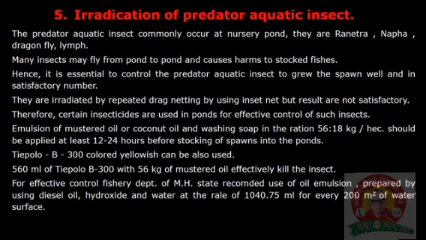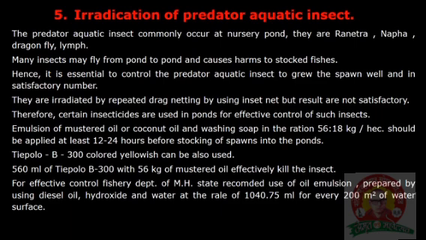The predator aquatic insects commonly occur in the nursery pond. Ranatra, nymphs and dragonfly are examples of aquatic insects. Many insects may fly from one pond to another with the help of wings and cause harm to the stocked fishes, injuring the spawn or fingerlings. They are removed by repeated drag netting. One way to control the insects is drag netting using an insect net, but the result is not satisfactory.